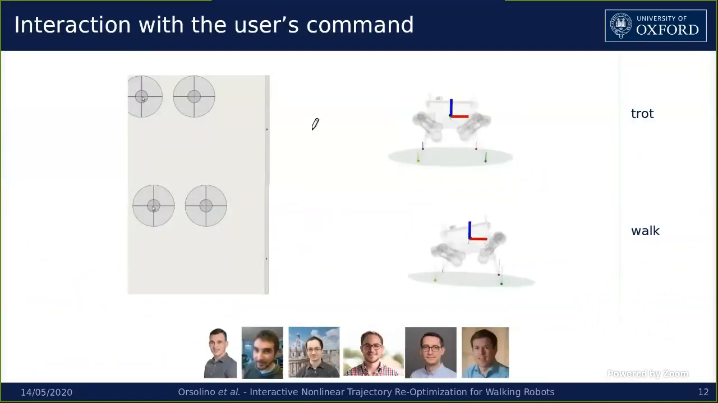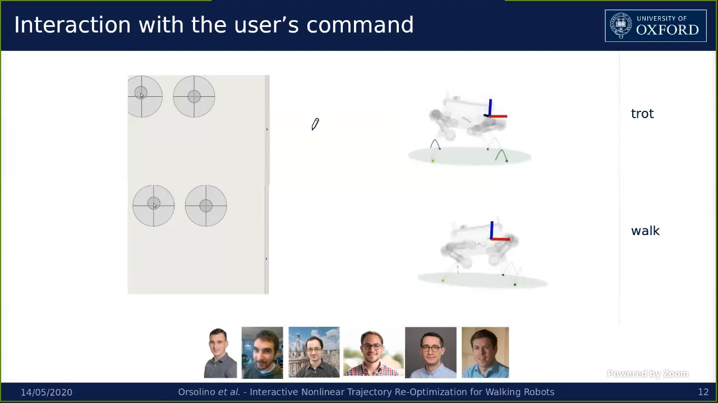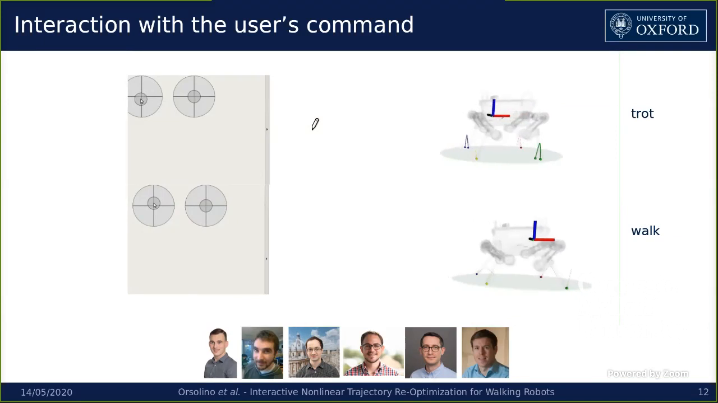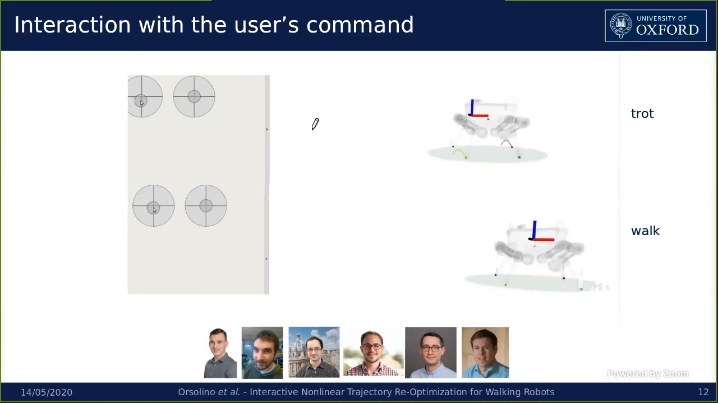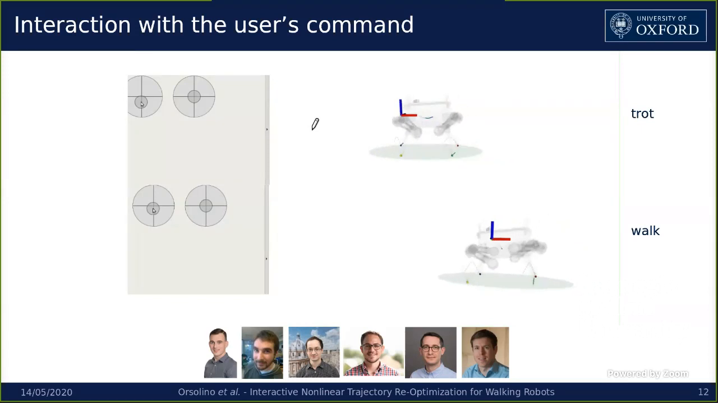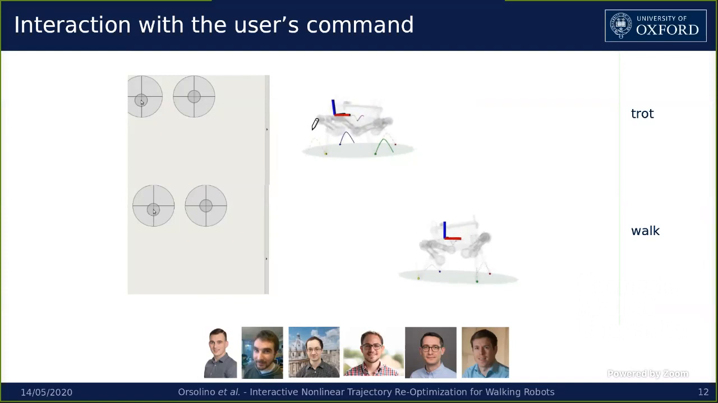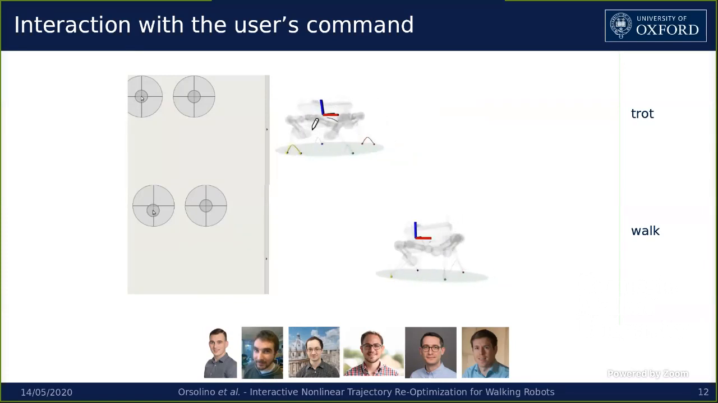So I'll conclude by showing you this video where you can see a visualization of the trajectories optimized online in an MPC fashion for ANYmal. On the left, you can see the operator sends different forward velocity commands. And on the right, you can see the robot that follows those commands and interacts with the user.